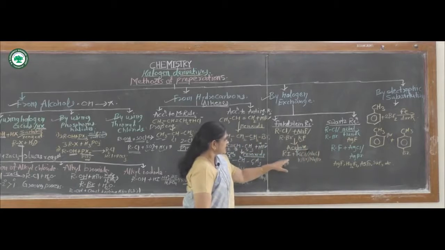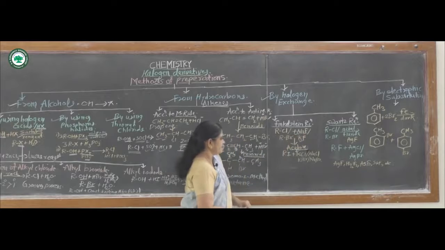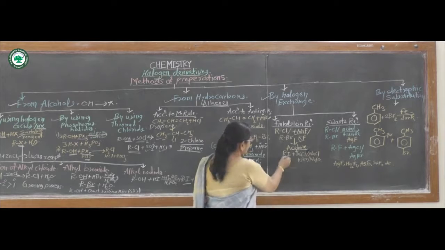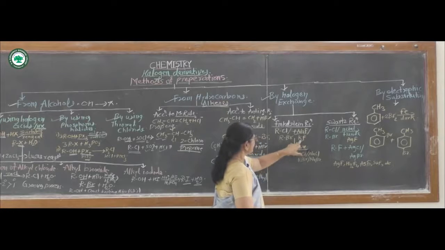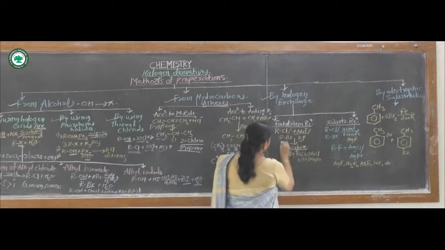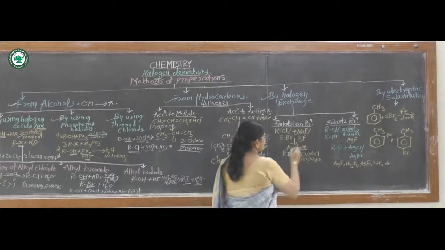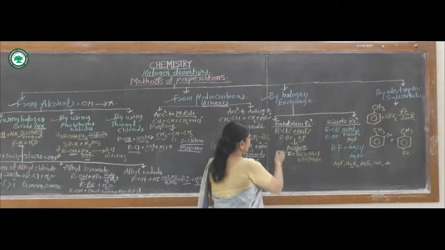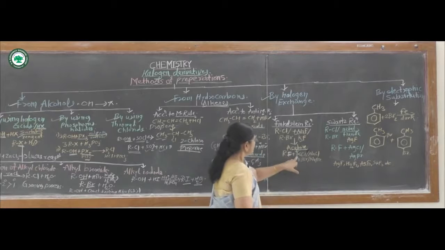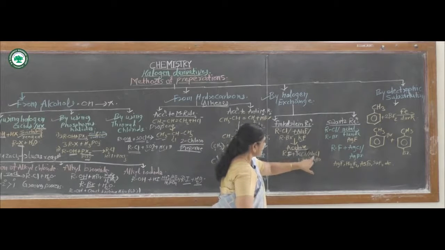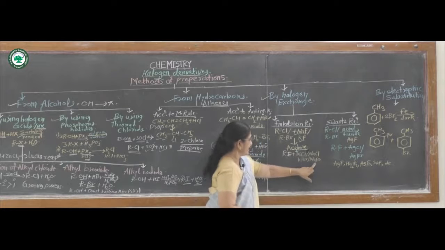Then it gives which product? That means if it reacts with sodium fluoride, then this chlorine atom gets replaced by fluorine, and it forms RF plus KCl. If it reacts with potassium fluoride, it forms KCl. If it reacts with sodium fluoride, it forms NaCl. Similarly, RBr reacting with potassium fluoride or sodium fluoride gives RF plus KBr or NaBr.